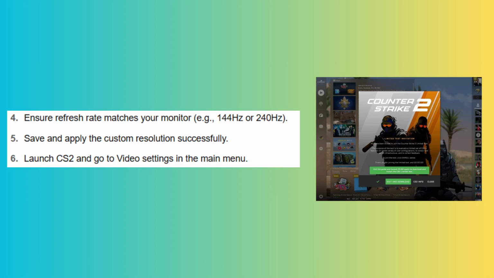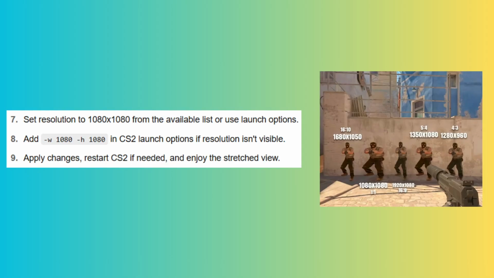Next, launch CS2 and go to the video settings in the main menu. Set resolution to 1080x1080 from the available list or use launch options. Here, add -W 1080 -H 1080 in CS2 launch options if the resolution isn't visible. Apply changes, restart CS2 if needed, and enjoy the stretched view.